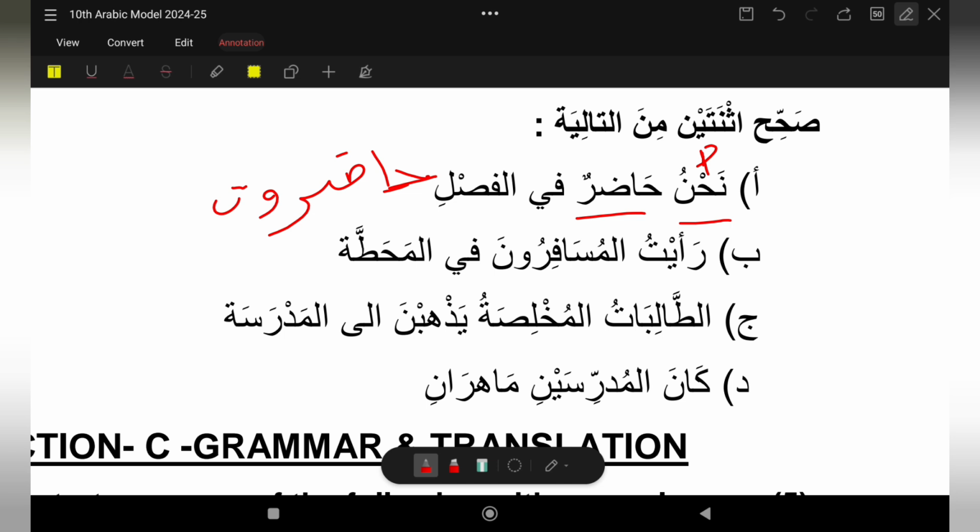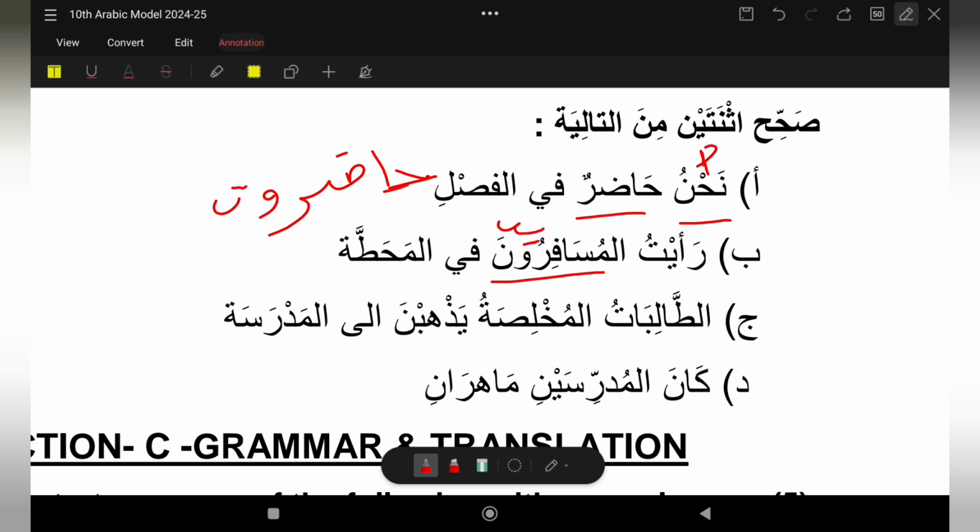If it is ana, you could have written halirun. Then ra'aytul musafiruna. The mistake comes here. Ra'aytu is a fi'l madi, and the fa'il already came there. Then you have to say musafirina.